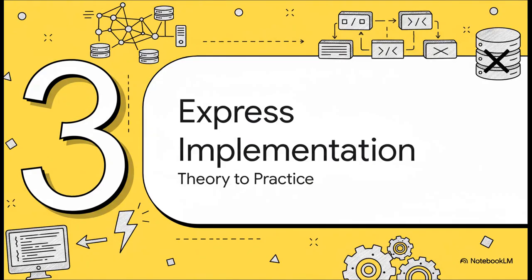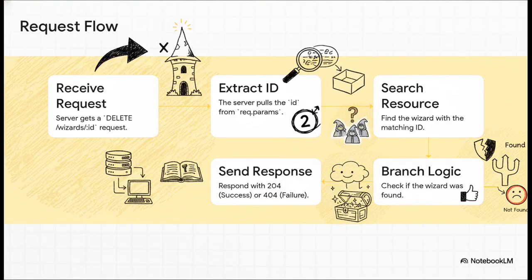All right, enough theory. Let's get our hands dirty and see how we can actually bring all these ideas to life. We're going to use the Express.js framework to build out the server-side logic to handle all these requests. The flow is actually pretty straightforward when you break it down. First, our server gets a DELETE request for a specific URL, let's say /wizard/2. Then it has to extract that ID, the number 2, right from the URL. With that ID in hand, it searches our database for the wizard that matches.